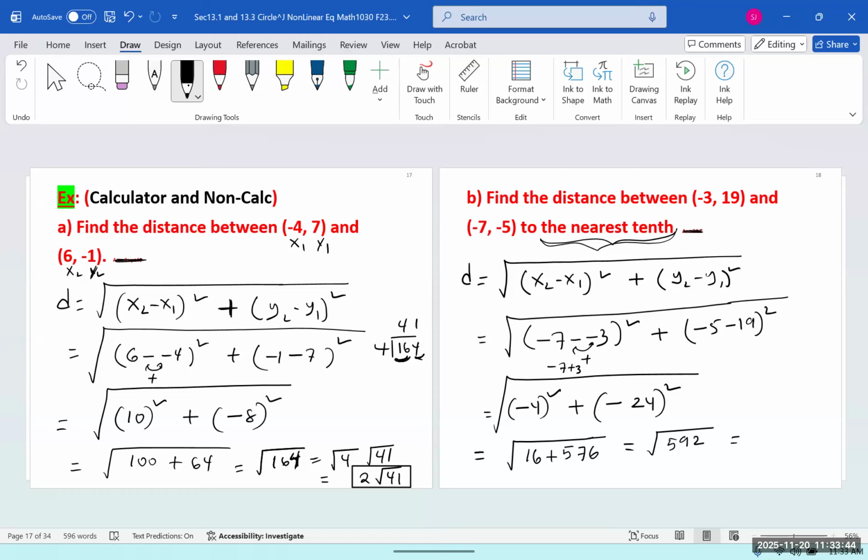592. 37. So 4 square root of 37. But the direction says use a calculator and tell me the answer by rounding to the nearest tenth. So if you round directly using the calculator, what do you get? So this is for non-calculator. And for calculator, guys, what is your answer?